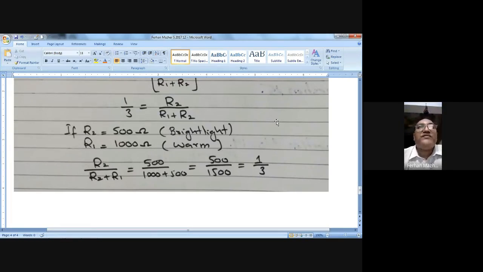If you pay a little attention, you will come to know that if I take R2 as 500 and R1 as 1000, then R2 will be 500 divided by 1000 plus 500, which is 1500, and their ratio will be 1 by 3. It means that R1 should be 1000, which is warm, and R2 should be 500, which is bright light. So these are the two conditions: bright light and warm.